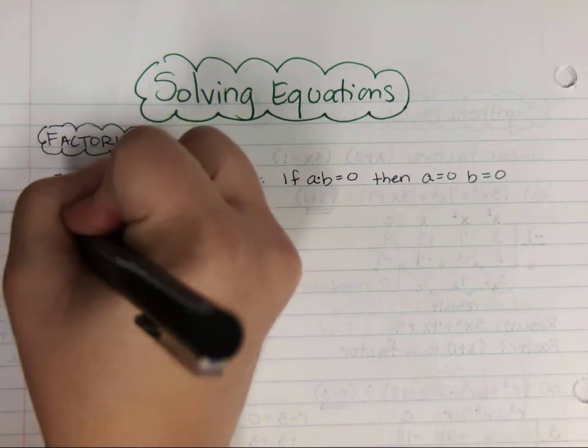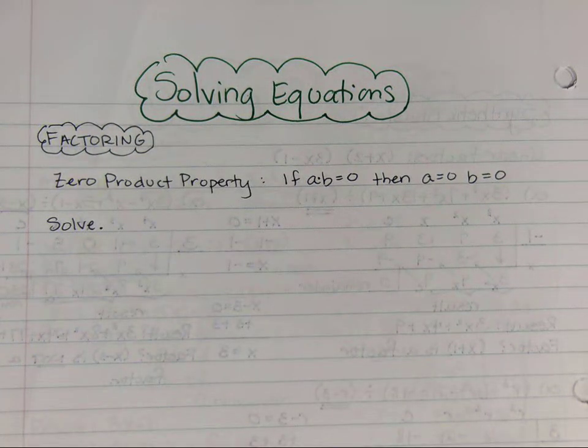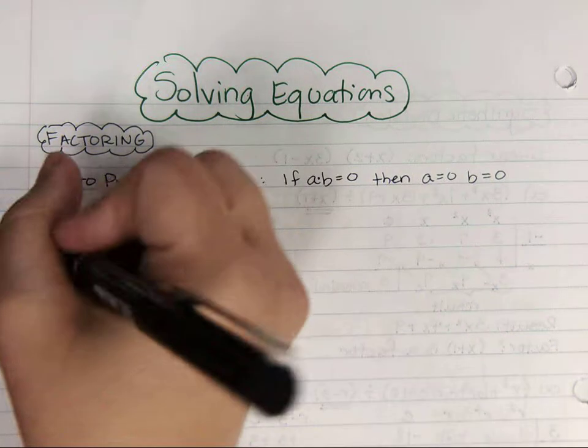And so everything that we're going to do today is going to say solve, which is different than what we did in the last section, because in the last section you were just factoring expressions, right? There was no actual equal sign in there. Now you have to solve.